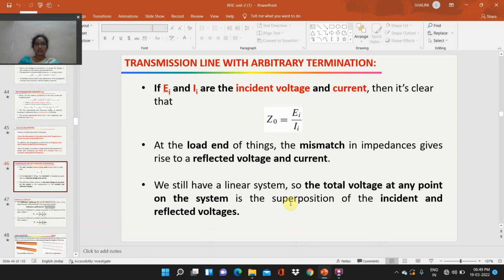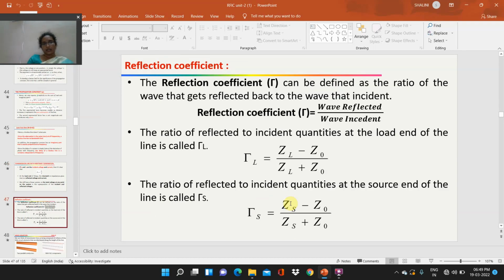That is, if EI and II are the incident voltage and current, then it's clear that Z0 is equal to EI by II. At the load end of things, the mismatch in impedances gives rise to a reflected voltage and current. We still have a linear system, so the total voltage at any point on the line is the superposition of the incident and reflected voltages.